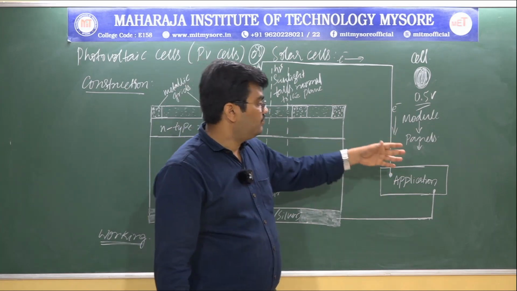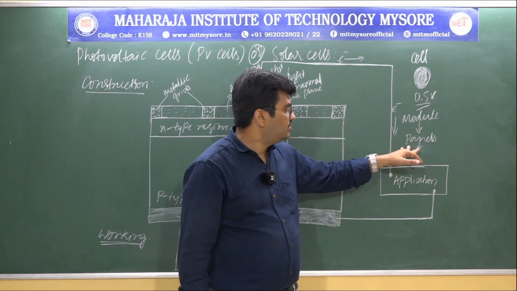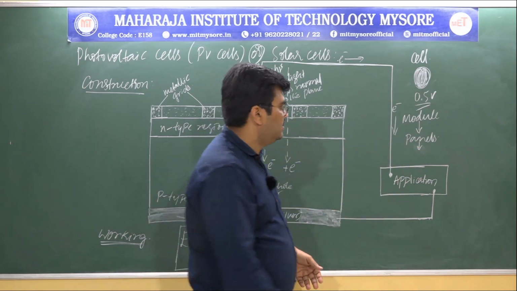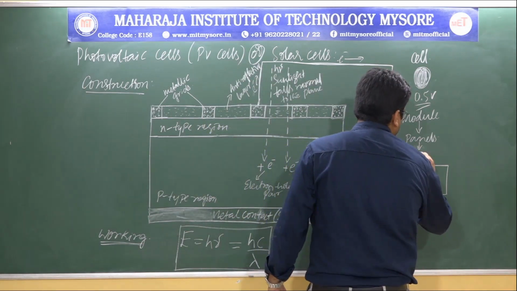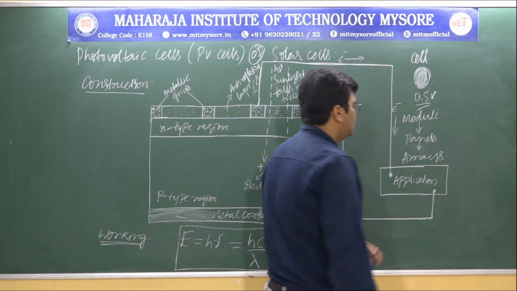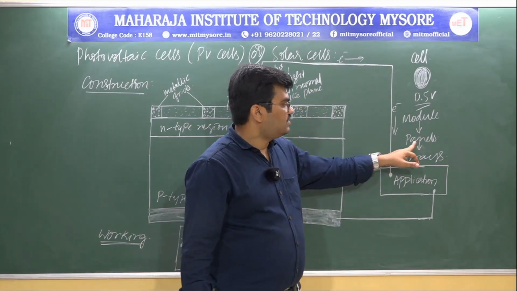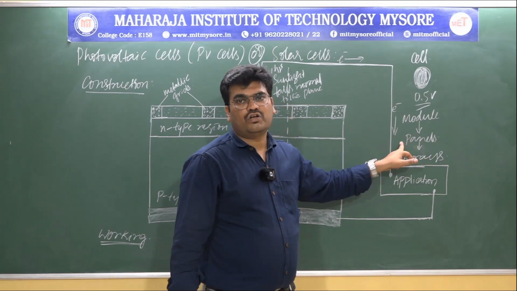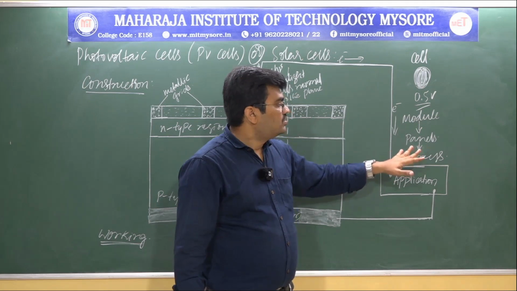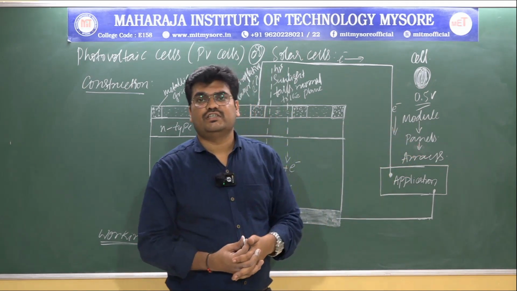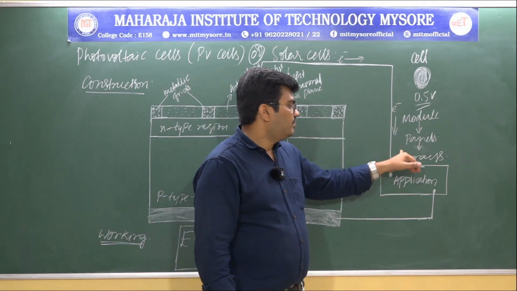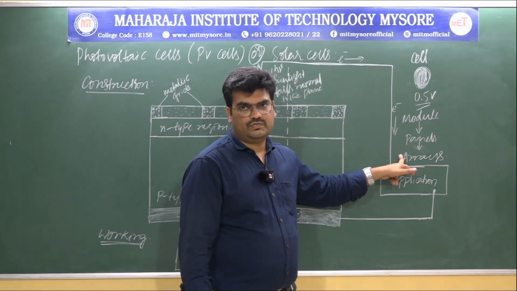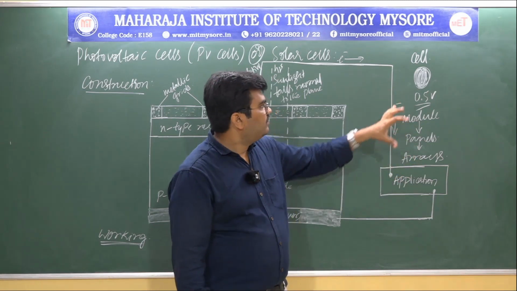If you want more electricity, if you want to generate more electric current from solar radiation, then you have to go for one more type of cells. They are called arrays. These arrays are the combination of 3 or 4 such panels which are connected either in series or parallel, as a result of which we are going to get very high electricity using these arrays. So this is the information.